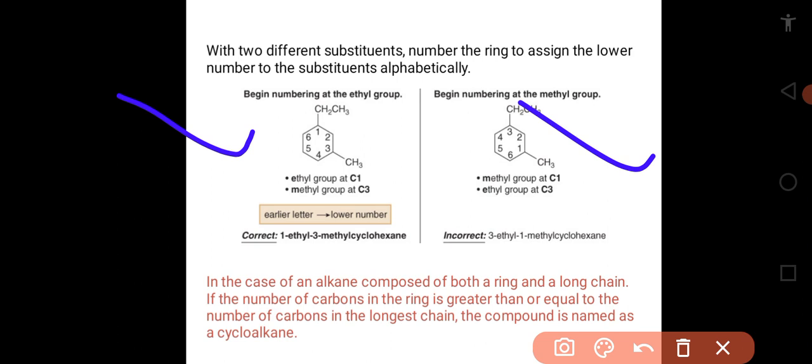So in the case of an alkane composed of both a ring and a long chain, if the number of carbons in the ring is greater than or equal to the number of carbons in the longest chain, the compound is named as a cycloalkane.